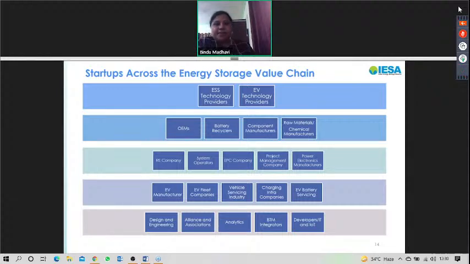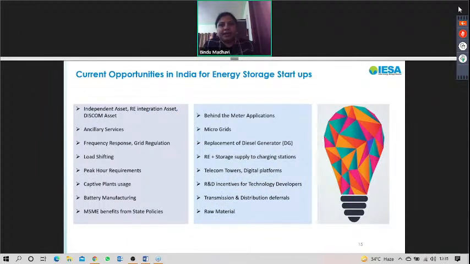Okay. So what are the startups that are available across the energy storage value chain? There are startups available for the OEMs, the recyclers, the component manufacturers, and the raw material. Similarly, you have fleet operators, cab aggregators, charging infra companies, battery recycling. One more is developers of IT software, which is required for all these startups. Alliances, design and engineering: there is a lot of scope for startups for storage and EV technology providers. Also, I can see current opportunities, like I explained before, based on the policies available.